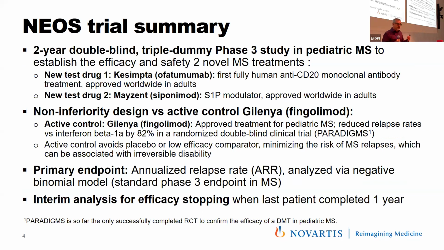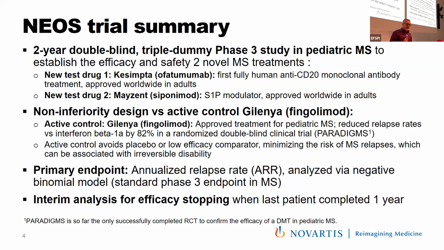The NEOS trial is a 2-year double-blind triple dummy design in pediatric MS patients. It compares 2 new medications, ofatumumab and siponimod, versus an active control, which is Gilenya. And Gilenya is the one medication that has been tested in pediatric patients and has shown that it can reduce relapse rates by 80% compared to interferons. And based on that, it's globally approved for use in pediatric patients.